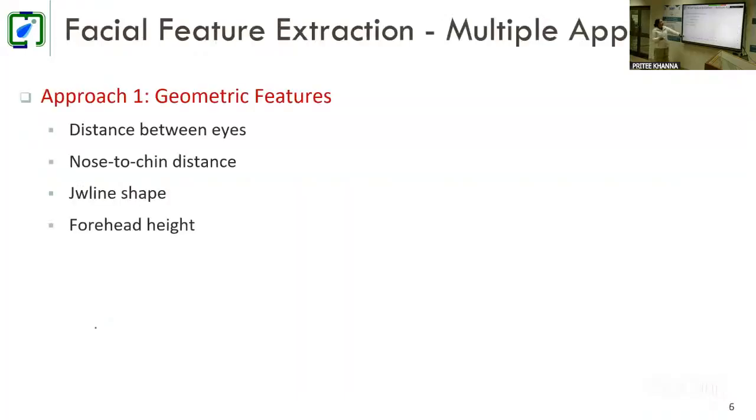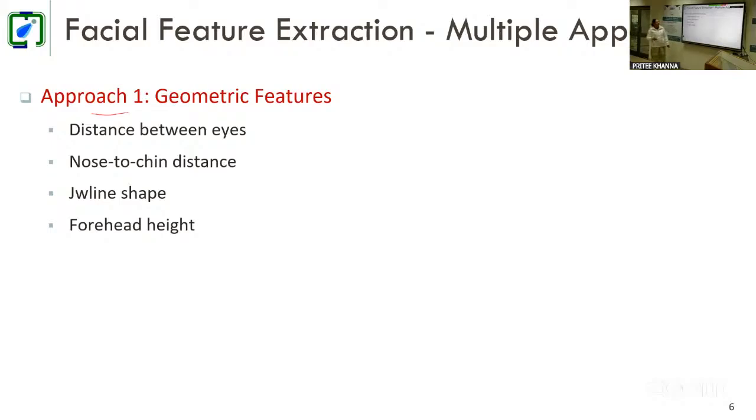So now when we talk about features, what are the features? If you go for machine learning or deep learning, first of all, the very basic features are geometric features, which we started with. We ask what is the distance between the eyes, nose to chin distance, jawline shape, forehead height, all these simple ones. If you look at the machine learning based demo, many simple features are given there.